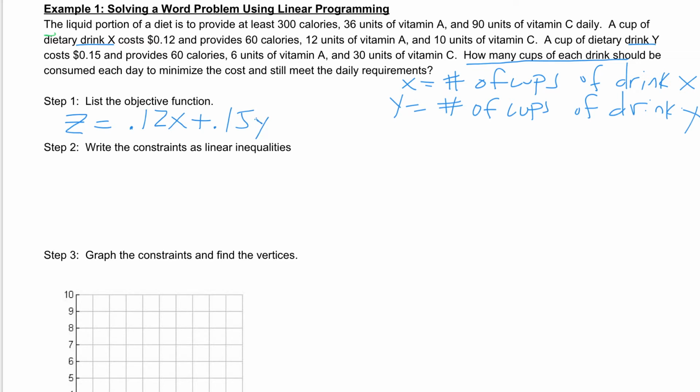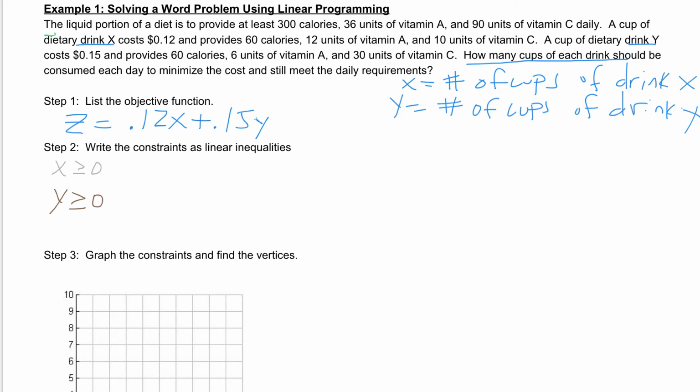Then what we have to do is write down our constraints. So the first two constraints that we should be aware of and remember is that if we're talking about a number of cups of drink, we're not going to have anything that's less than 0. So our first two constraints would be X is greater than or equal to 0, and we also want to note that Y has to be greater than or equal to 0.